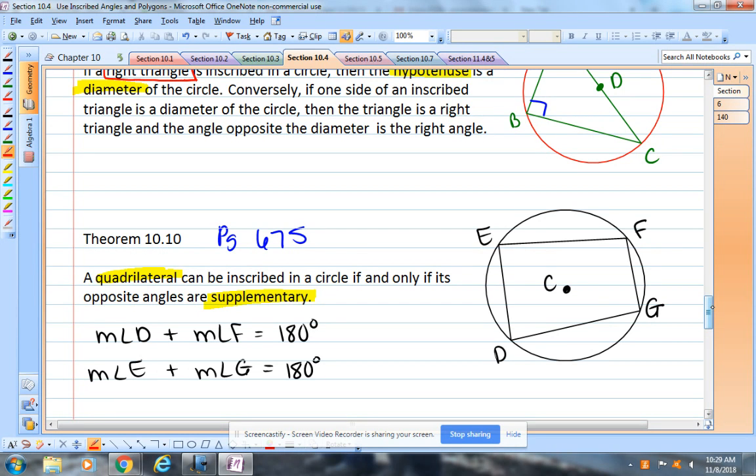So for example, D and F are opposite angles. That means they're non-adjacent, non-consecutive. They're across from each other. So D and F would make how many degrees? Supplementary means add to make 180. Okay? So D and F would add to make 180 degrees, and E and G would add to make 180 degrees. So opposite angles of an inscribed quadrilateral are supplementary. So now we can do some math.